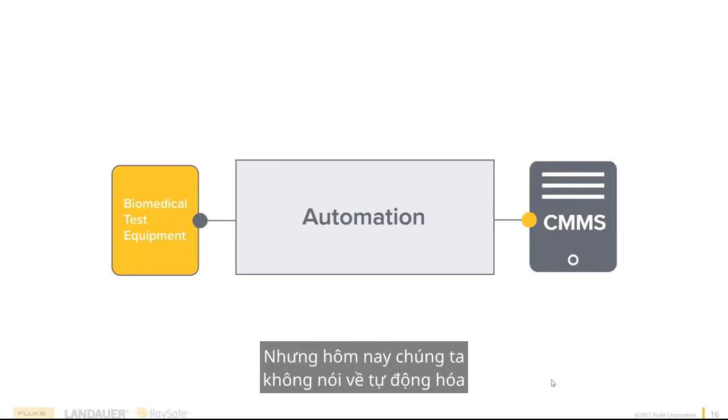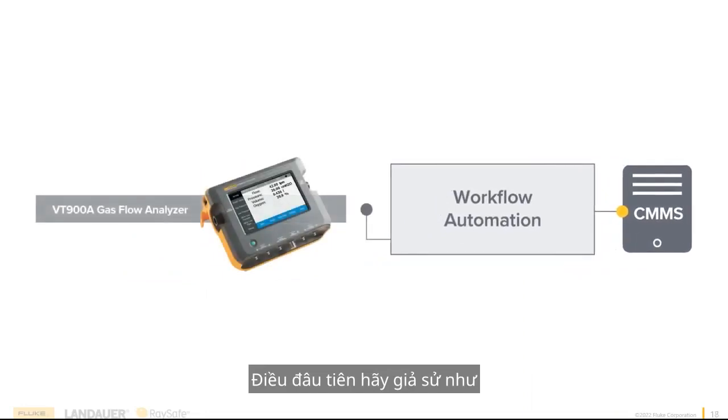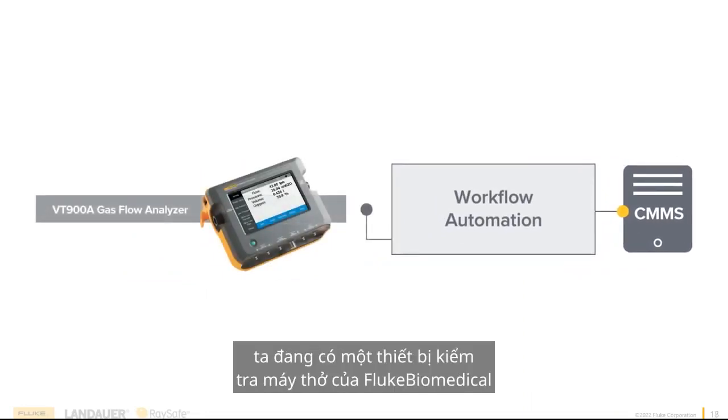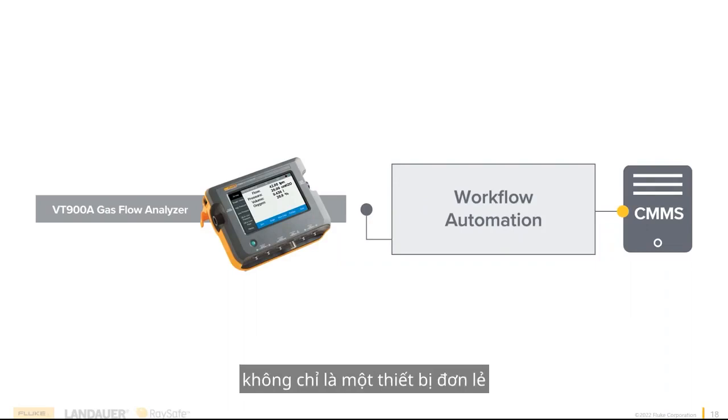But we're not really talking about just automation. Today we're talking about workflow automation. So that harkens the question, well, what exactly is workflow automation versus just automation? So the first thing is, let's consider a standard Fluke biomedical analyzer. In this case, we're using our VT series, and in this picture, the VT900A gas flow analyzer. Well, the truth about the VT900A gas flow analyzer, it's not one device.